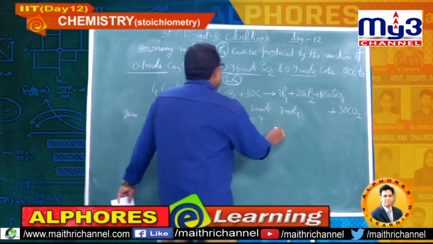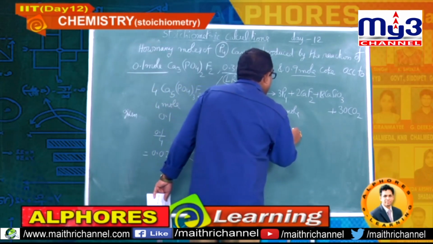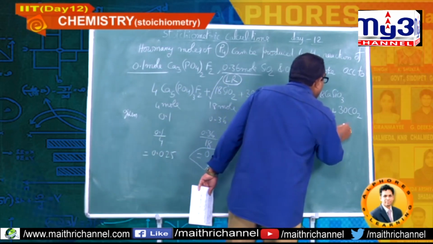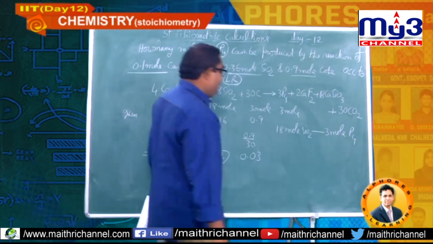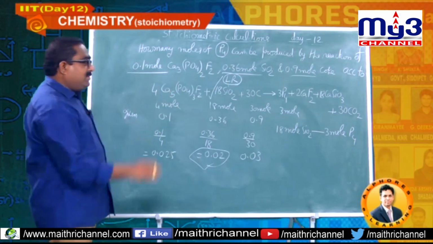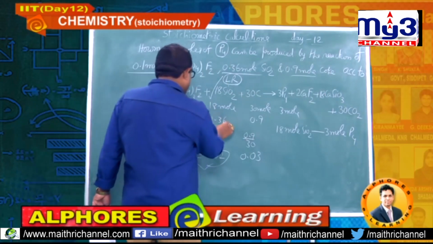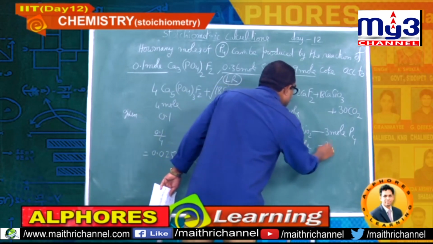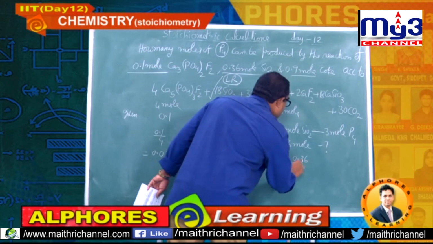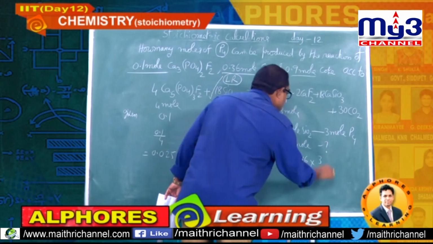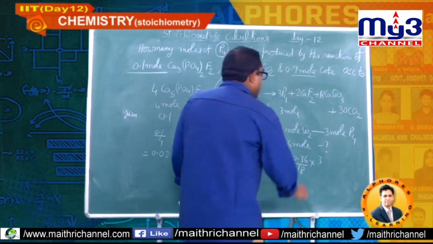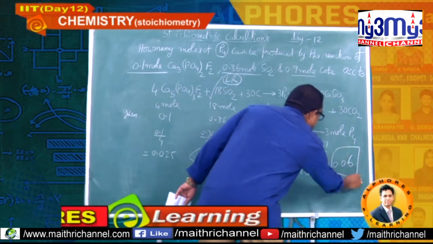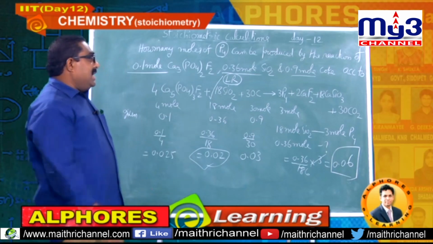Write down. 18 mole SiO2 gives 3 mole P4. 18 mole silica gives 3 mole. But this time silica has given us 0.36 mole. What is our answer? 0.36 by 18 into 3. So your answer is 0.06 mole. That is the answer.